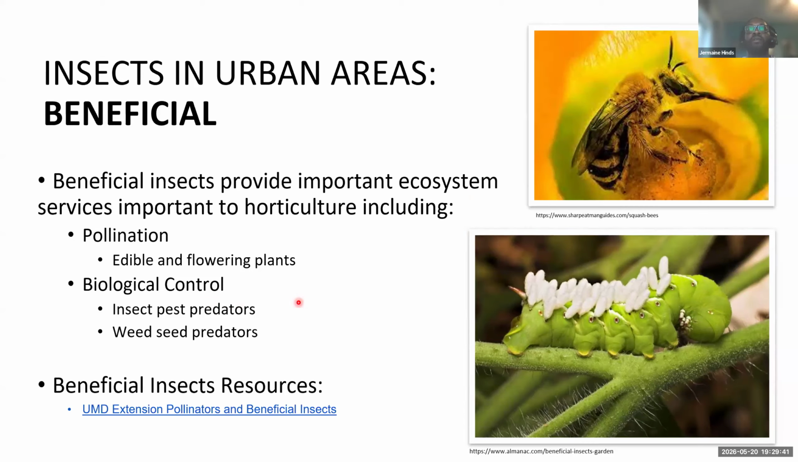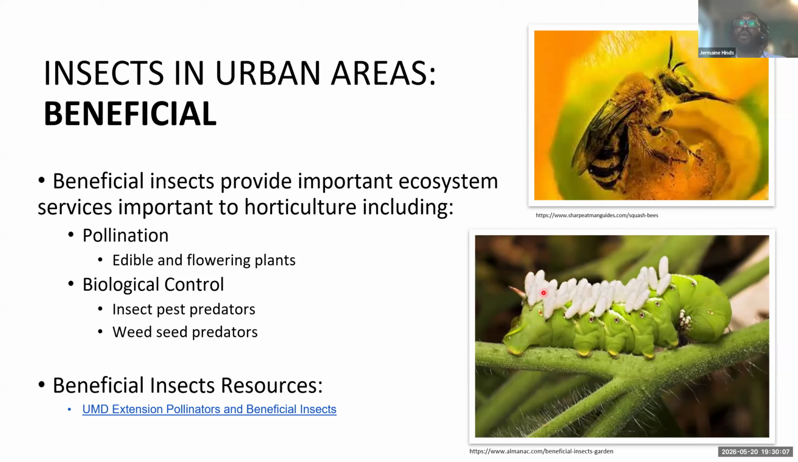Others are biocontrol. So this is an example of a tomato hornworm, and it has all these egg cases sticking out of it. This was actually done by a wasp. We talked about how they use ovipositors to inject their eggs into their host. And so this is what happened here. A wasp stung this caterpillar and laid eggs inside. And as the eggs hatch, they develop inside the caterpillar.